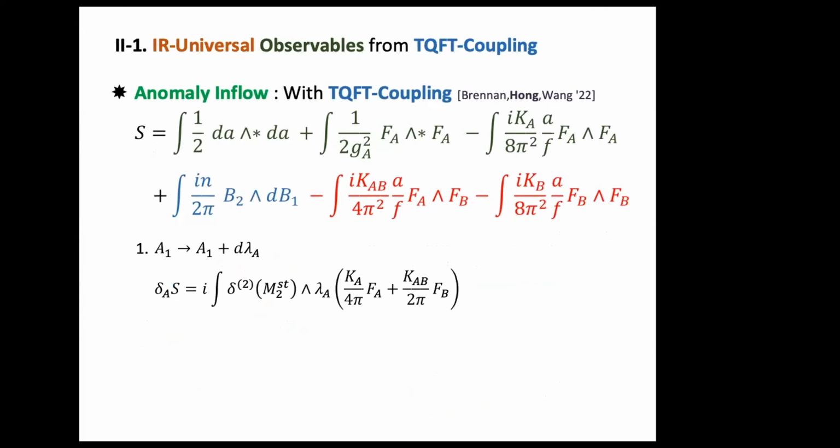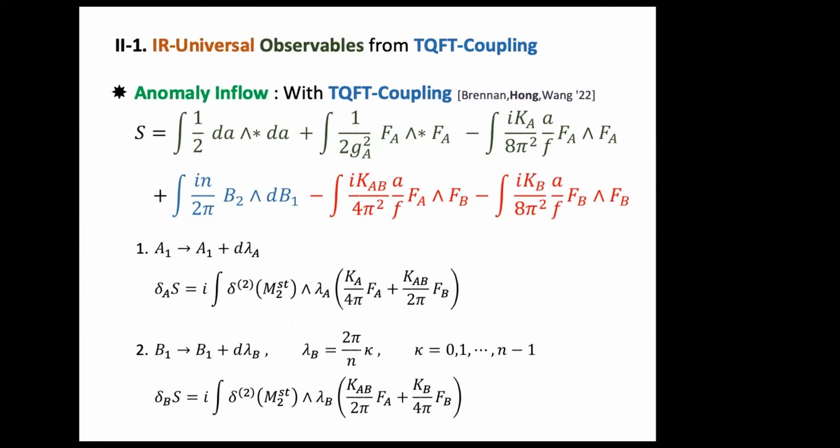Now let's do the exact same exercise in the presence of a TQFT coupling. Let's first look at the variation with respect to U(1)_A. I have a U(1)_A field here and a U(1)_A field here, so I will get two terms: one proportional to K_A, the other proportional to K_AB. I can do the same thing and vary the same action with respect to the Z_n gauge transformation. Again, there is a B here, so I will get two terms.